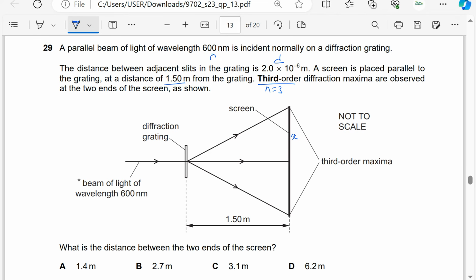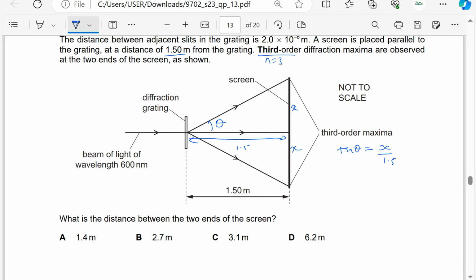So I will say this is x and this is x, so this is 2x. I want the distance between the two ends, that is x plus x. So I will just find x first. So if I find x, let me call this angle theta. Somebody should be able to see that tan of theta is equal to the opposite over the adjacent. This adjacent is 1.5. So x over 1.5, that is tan theta. X is going to be 1.5 times tan theta.